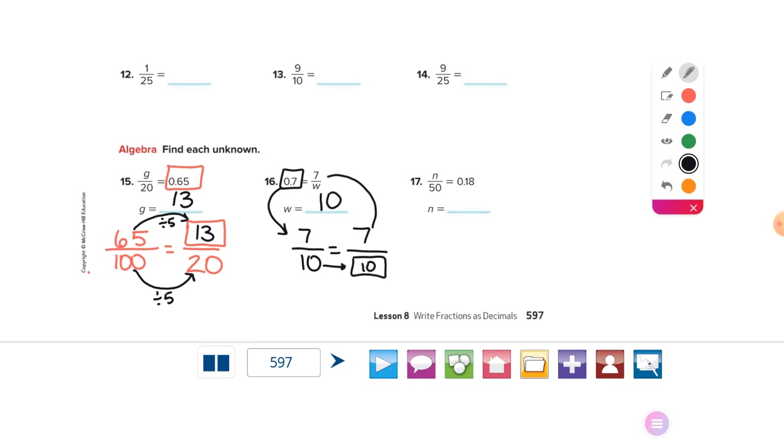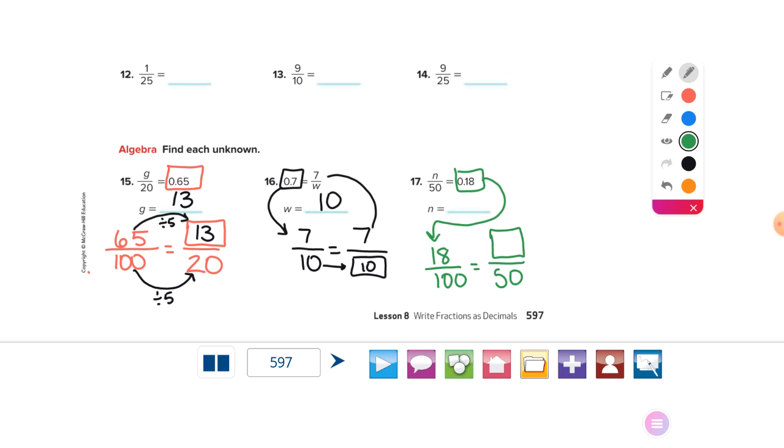Try the next one. Start with what we do know. We know that that decimal as a fraction is what? Kinley, what is that decimal as a fraction? 18/100. So we have 18 over 100. But I'm trying to get the denominator to be a 50, and I need to know what that number would be.